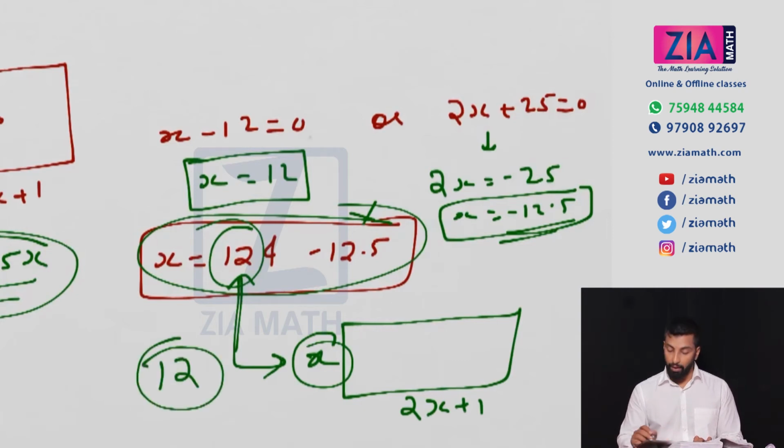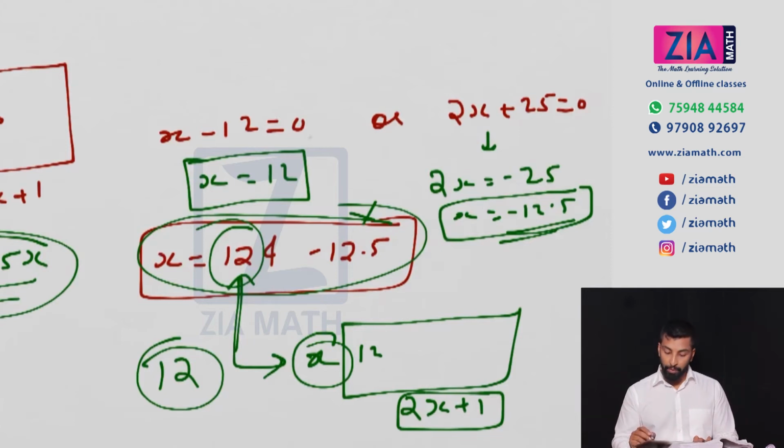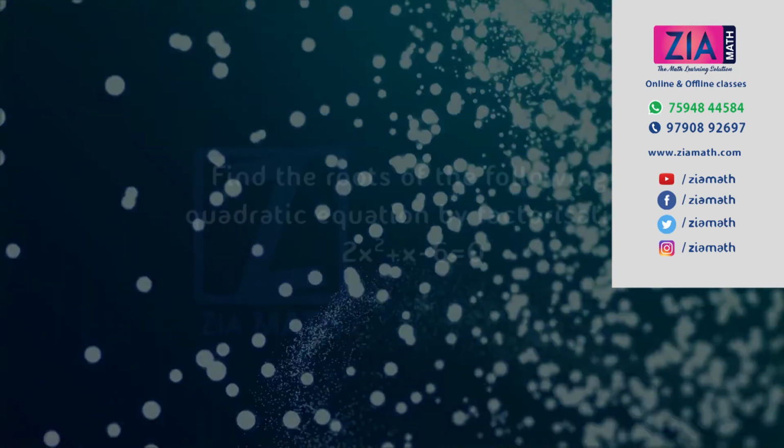So if x is 12, this is 12. What is this length? 2 into 12, 24 plus 1, that is 25. And 12 into 25, that is 300, which is the area. I hope this is clear for all of you.